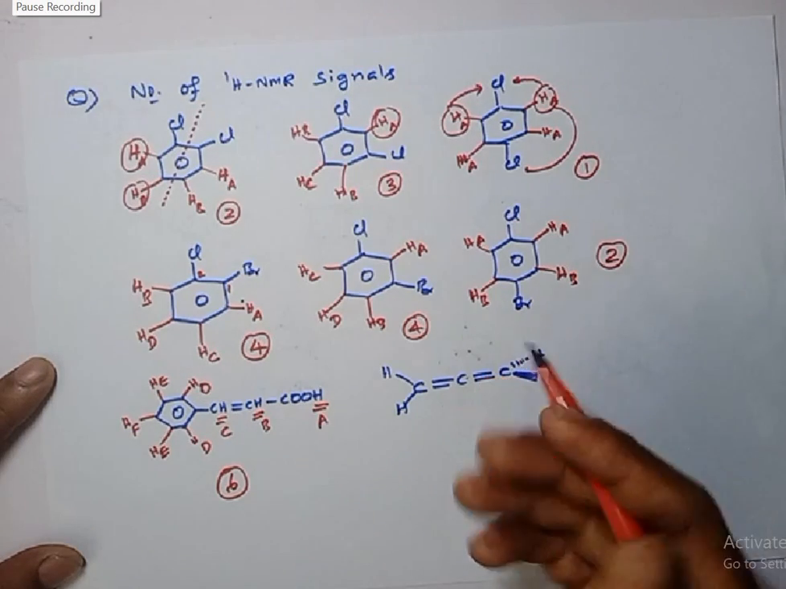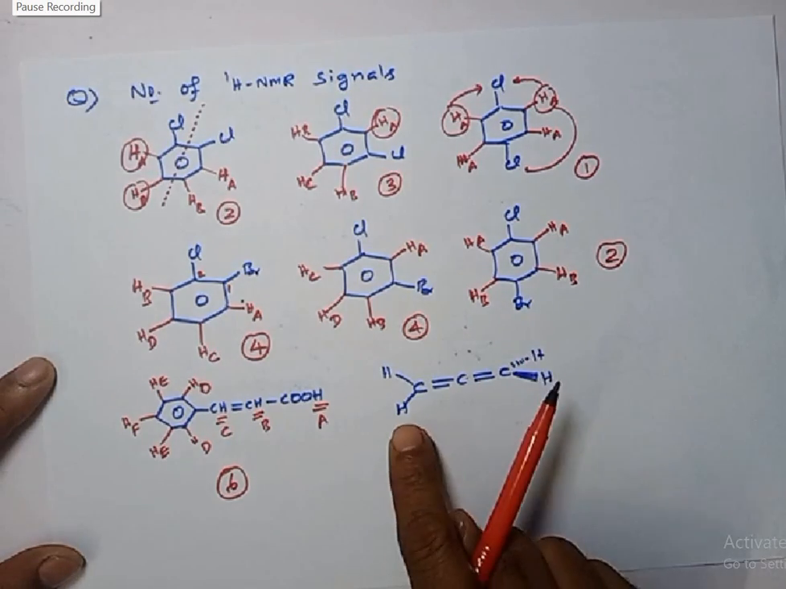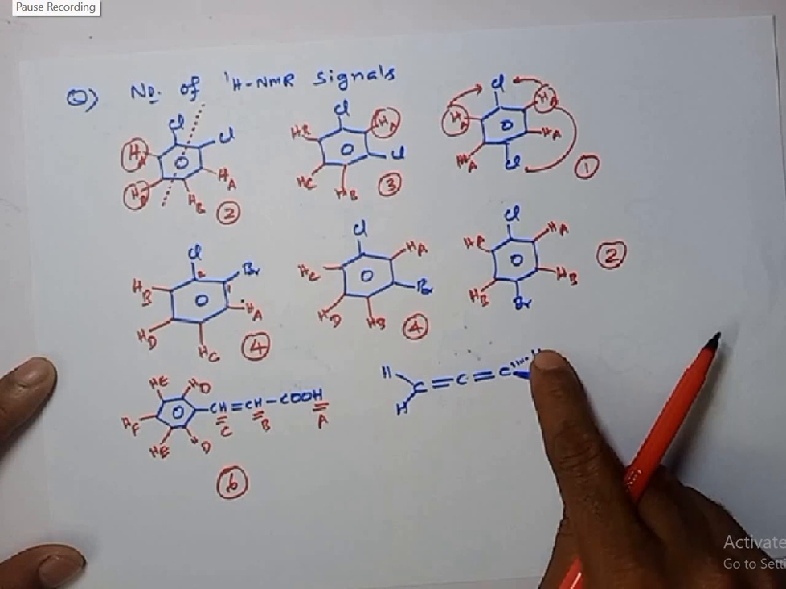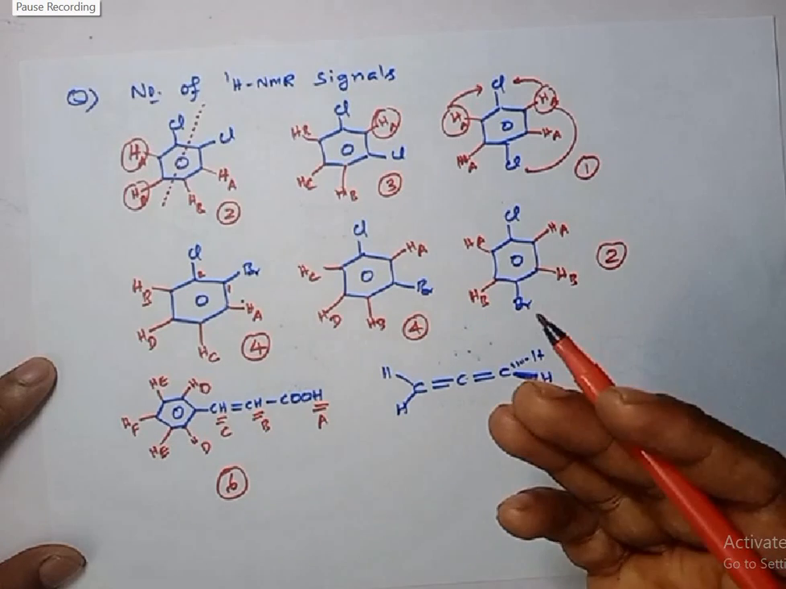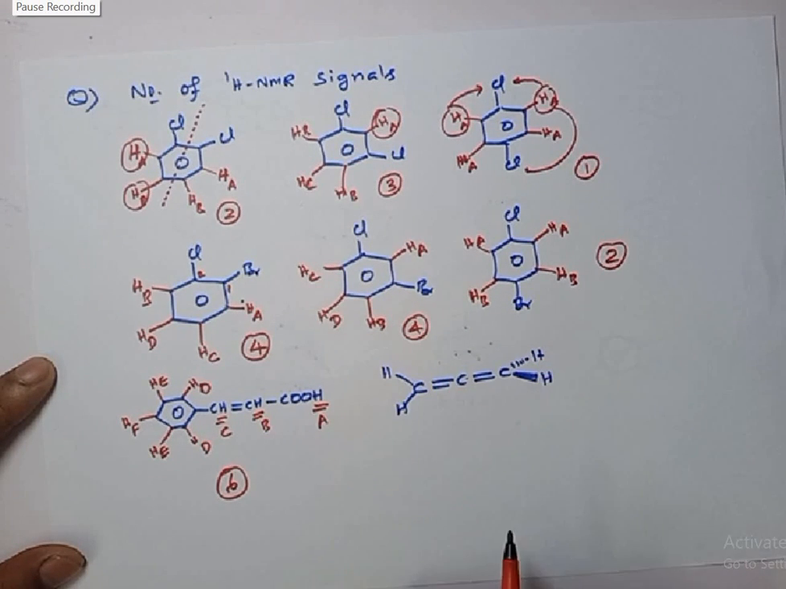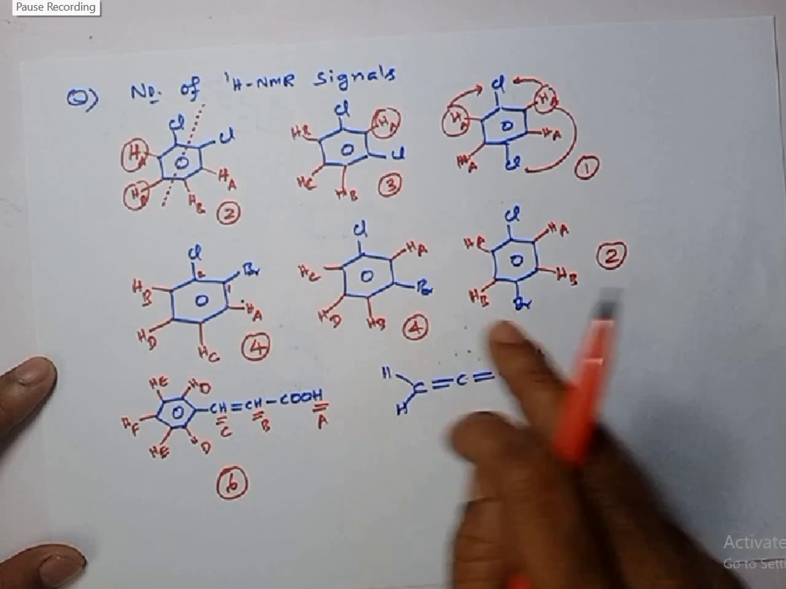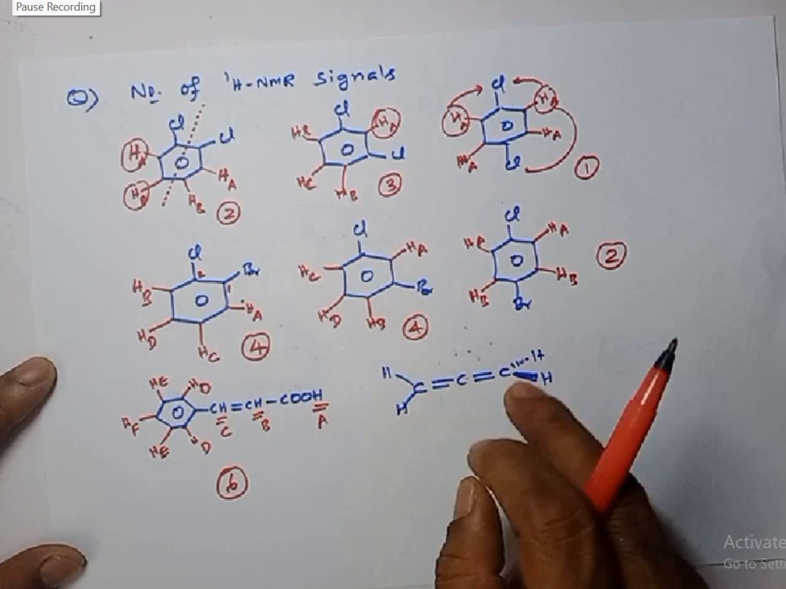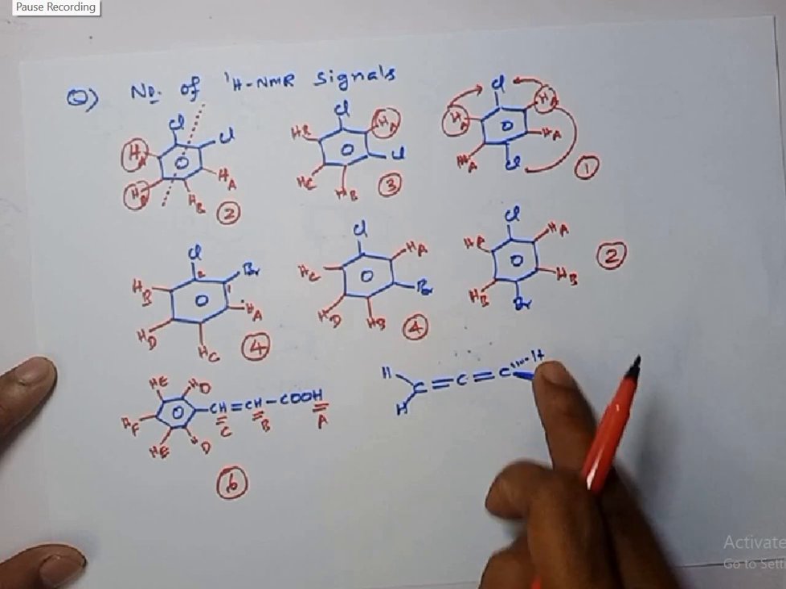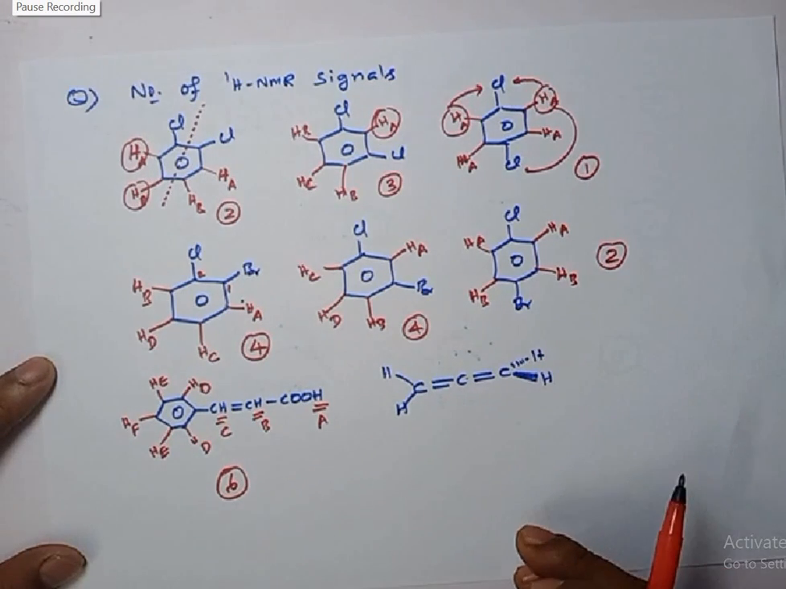Listen, by observation, by just seeing the molecule, we can say that these 2 hydrogens are in one plane, these 2 hydrogens are in a different plane. So we may think that these 2 are in one environment, these 2 are in a different environment. But actually, by means of rotation symmetry, we can bring these 2 hydrogens here and these 2 hydrogens here. So they are equivalent.